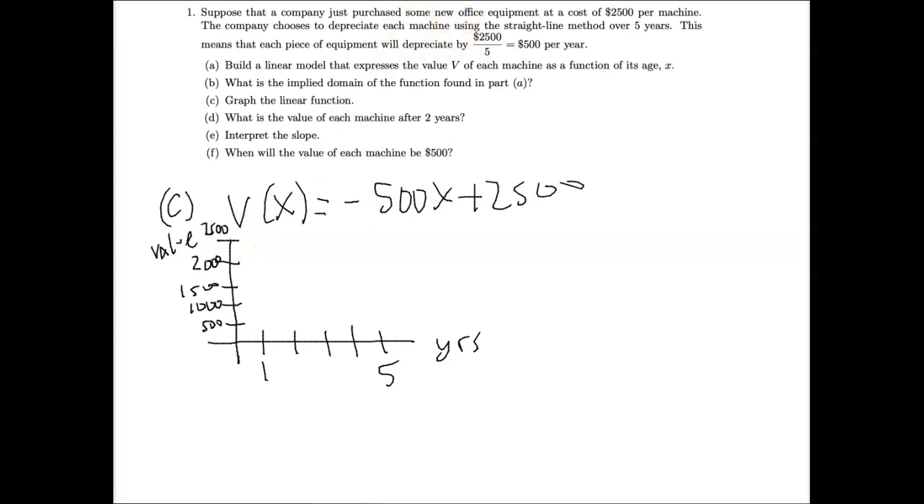Let's use a different color. When it's 0, it's 2,500. When it's 1 year, it'll be 2,000. When it's 2 years, the value will be 1,500. When it's 3 years, the value is 1,000. When it's 4 years, the value is 500. When it's 5 years, the value is 0. And I do not connect all my dots, but assume that those went through the dots.